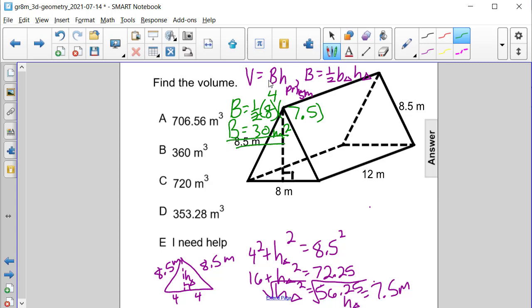And now we can find the full volume of this. So the volume is equal to the 30, which is the area of our base, times the height of our prism, which is 12. And if we multiply 30 times 12, we get 360 cubic meters, or answer choice B.